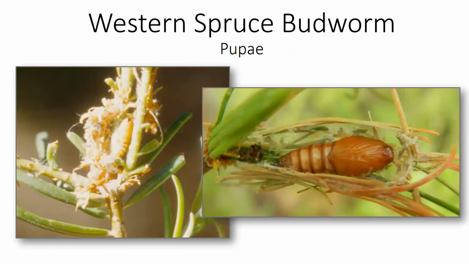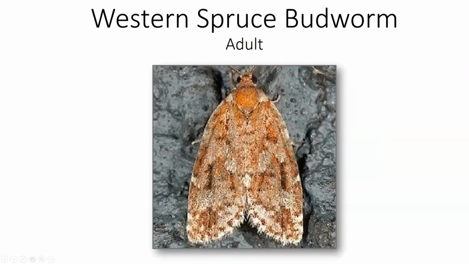Finally, they pupate in midsummer, and their pupal cases are pretty typical of a moth. And then they emerge as adults, and they fly actually at night and mate. And they're pretty small moths. They're only half an inch long with the wings closed, and then an inch long when the wings are open. And they have an orangish coloration.